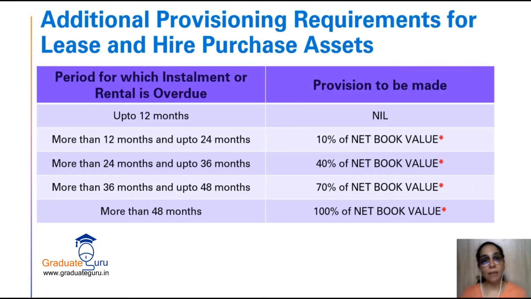Now last time we had also discussed about an additional provision where your assets are lease or hire purchase assets. Lease means हमने उसे long term rent पे दिया है. Hire purchase means हमने asset बेचा है and we are recovering the amounts in installments, right? So वहाँ पर you have to create an additional provision over and above what we have already seen. This is additional provision, right?